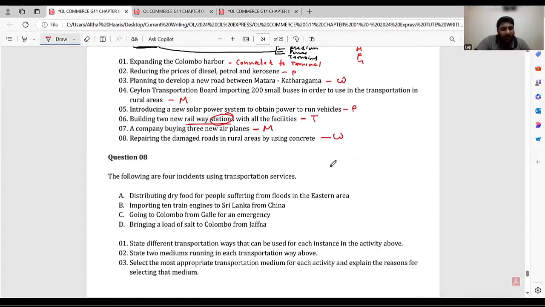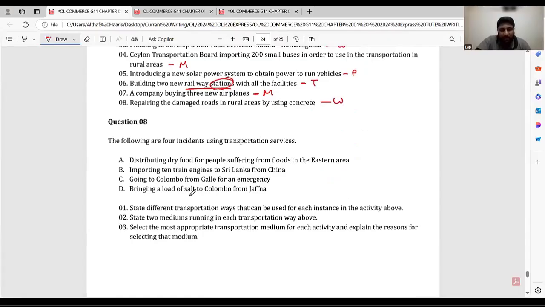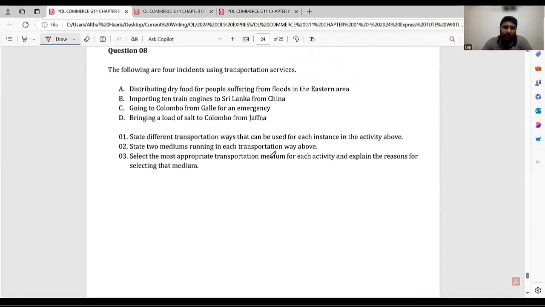Next, what are they asking? The following are 4 incidents using the transportation service. State different transportation ways that can be used for each instance in the activity above. State 2 mediums running in each transportation way. Select the most appropriate transportation medium for each activity and explain the reason. So it's a big question, no? They are asking us to write different transportation ways first. Ways. Then 2 mediums.